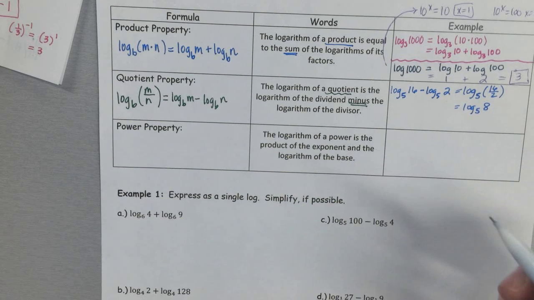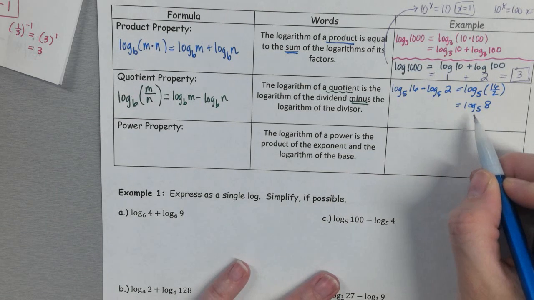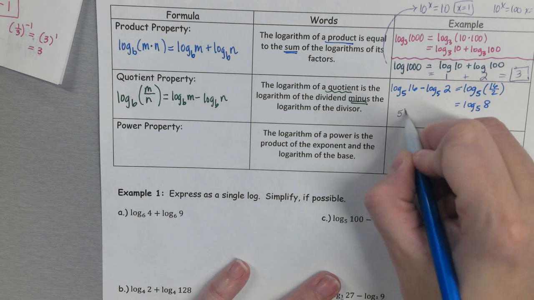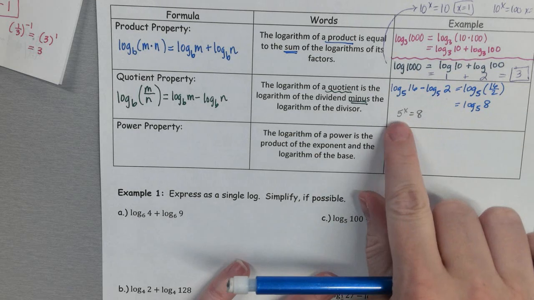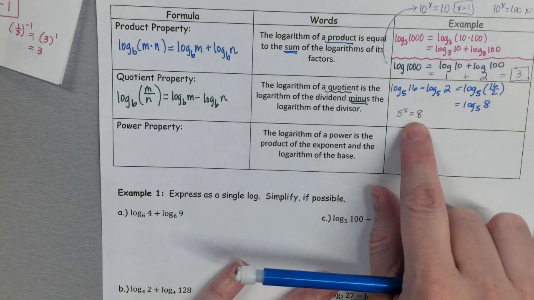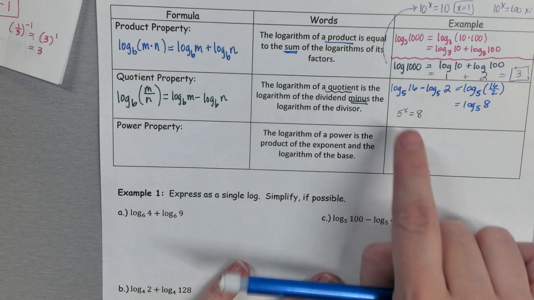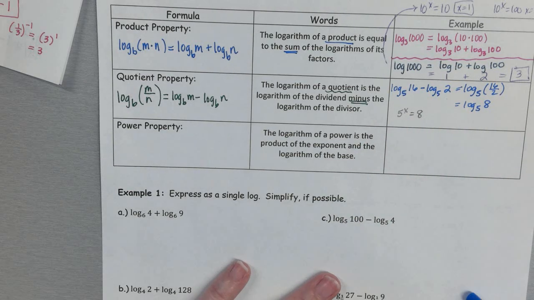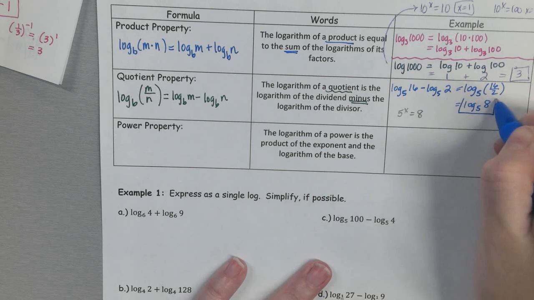Well, let's think about what the exponential function would be. It would be 5 to the x power equals 8. Is 5 to a whole number or a negative whole number going to be 8? No. Okay, so we can't solve that without a calculator, so we're going to leave it like this for now.